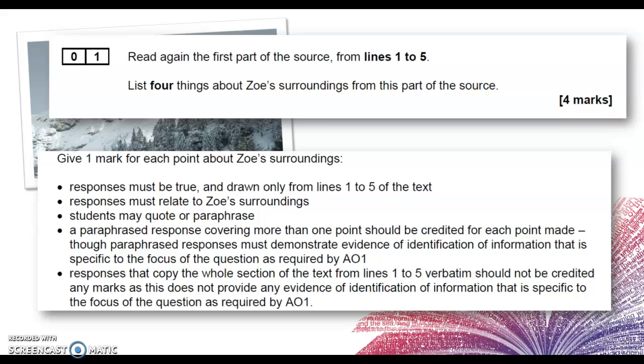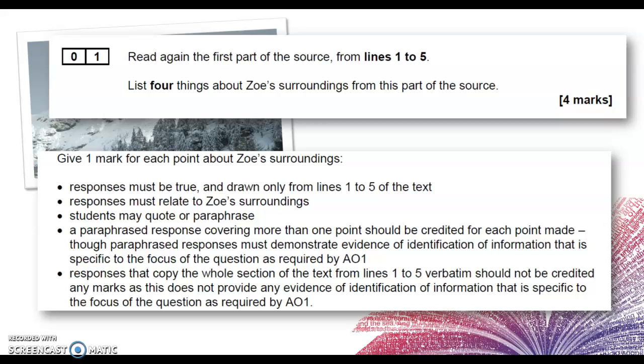This is what the exam board have said in their mark scheme, and this is their instruction for examiners when they're marking your paper. They're expected to give you 1 mark for every point that you make about Zoe's surroundings. And the response that you give must be true. So it has to be drawn from lines 1 to 5 of the text, and only from lines 1 to 5.